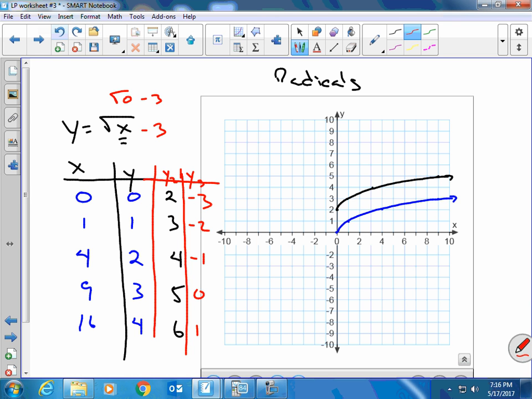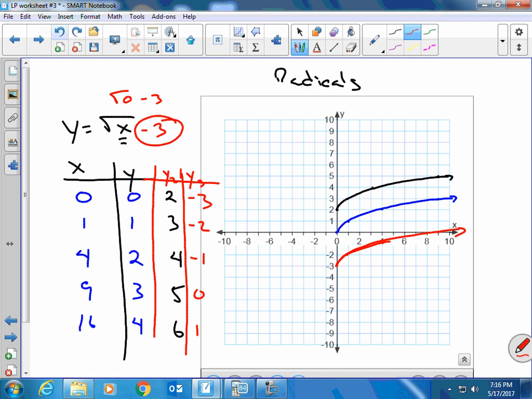Graphing that in red, I get 0, negative 3. I get 1, negative 2. I get 4, negative 1. I get 9, 0. I get 16, 1, but that's not on my graph. Kind of missed that one. I get that there. So what can we say about a number out here?